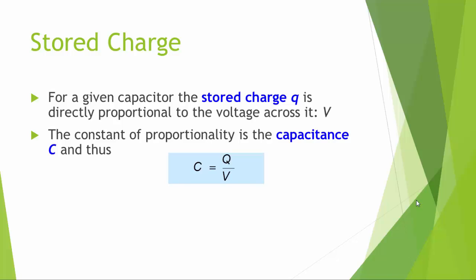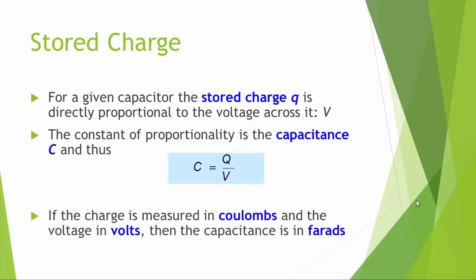The other factor, the capacitance, also decides how much charge can be placed inside the capacitor. So it's the combination of these two things, the voltage and the capacitance. The larger the capacitance, the more charge can be stored inside this device. Now, if we measure the charge in coulombs that we saw previously in our introduction to electricity, and we measure the voltage in volts, then our capacitance is measured in what's called farads.